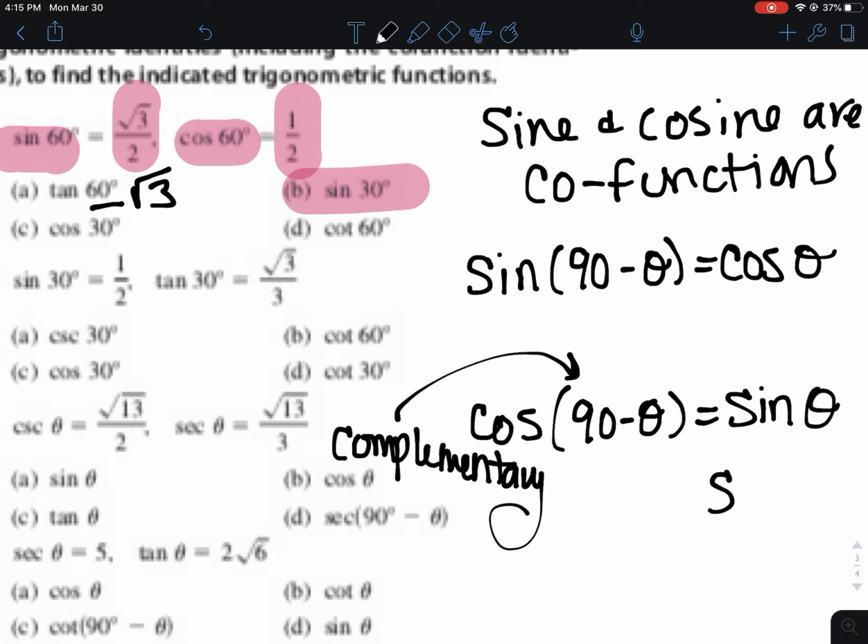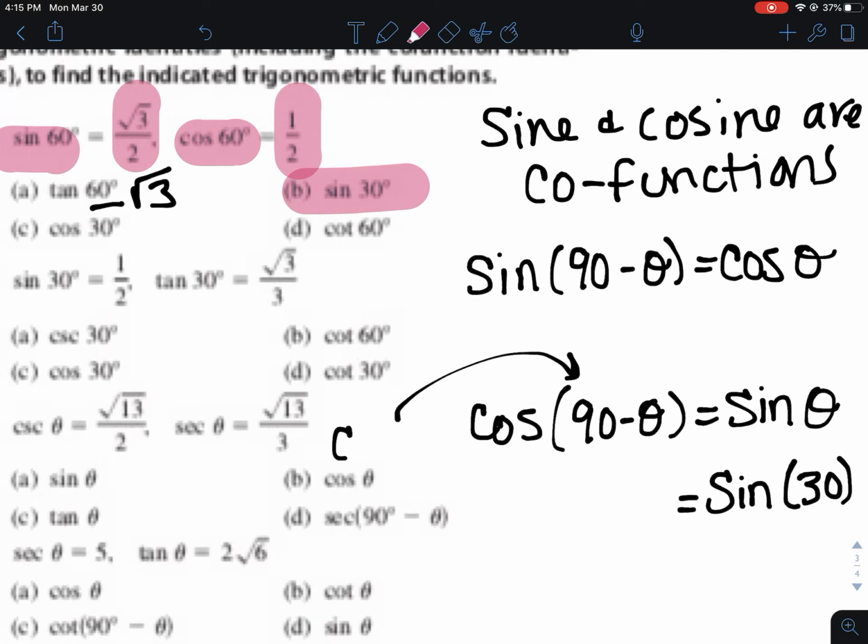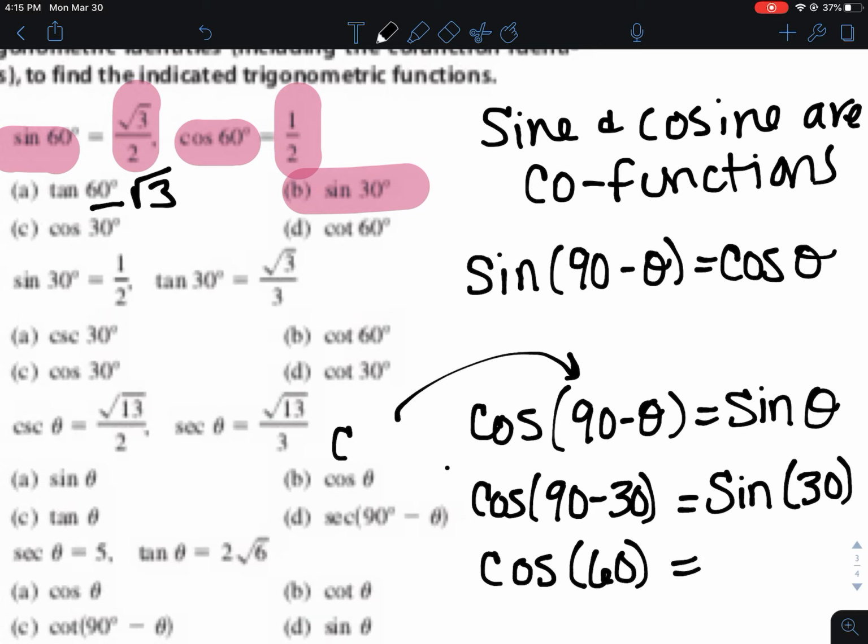So if I want to find the sine of 30, then on the other side, I have to have the cosine of 90 minus 30. And 90 minus 30 is 60. So what we know is that the cosine of 60 is the same thing as the sine of 30, right? Now, I want you to think about why that's actually true for a minute.